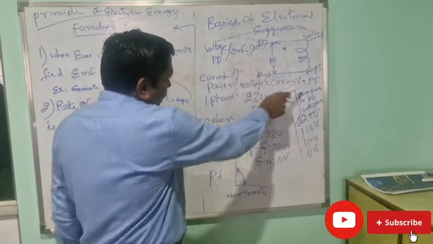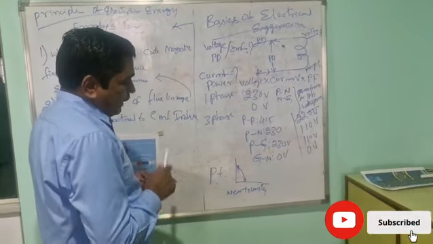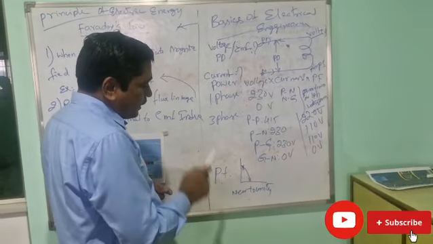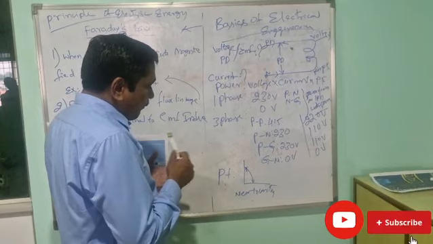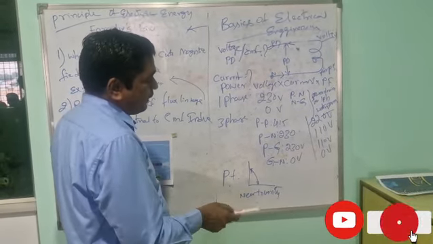So what is power factor? It is the cosine of the angle between voltage and current. If it is an inductive load, it is a lagging power factor. If it is a capacitive load or resistive load, it is a leading power factor. If it is a lagging power factor, we need to compensate with capacitors.